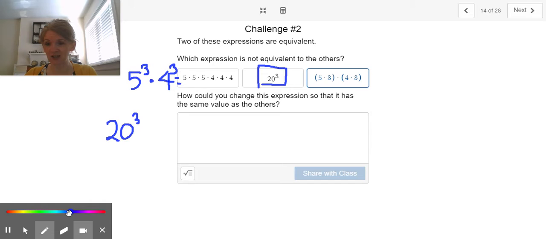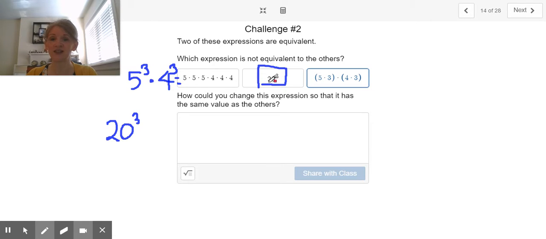Another strategy that I could use would be to think about what this means and what this means. Okay, this has a 20 in the base. Let's see if I can make some 20s. Well, 5 times 4 is 20. Hey, look, I can do that again. 5 times 4 is 20. I can do that a third time. 5 times 4 is 20. So another way to write this would be that I've got 20, 3 times. 1 time, 2 times, 3 times. And that, again, is the same as this one.